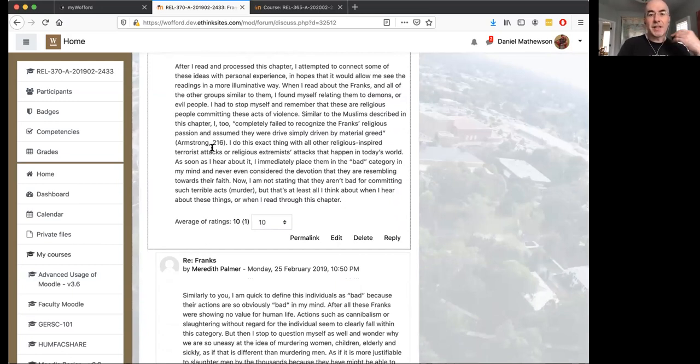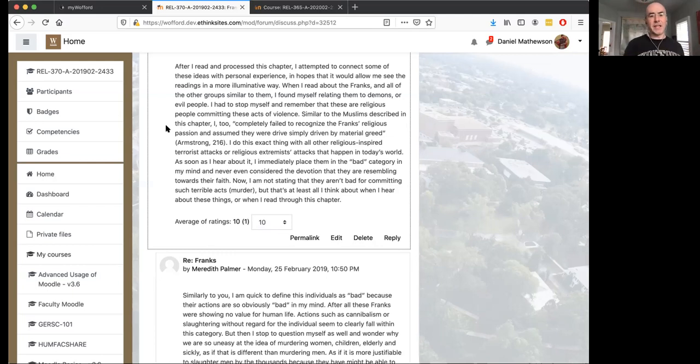She says, I attempted to connect some of these ideas with personal experience in hope that it would allow me to see the readings in a more illuminative way. When I read about the Franks and all the other groups similar to them, I found myself relating them to demons or evil people. I had to stop myself and remember that these are religious people committing these acts of violence. Similar to Muslim groups described in this chapter, I too completely failed to recognize the Franks' religious passion and assumed that they were simply driven by material greed. I do this exact same thing with other religious-inspired terrorist attacks or religious extremist attacks that happen in today's world.